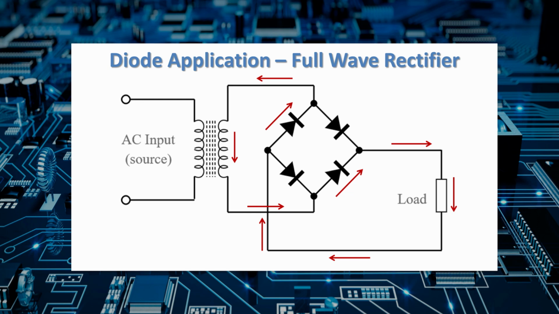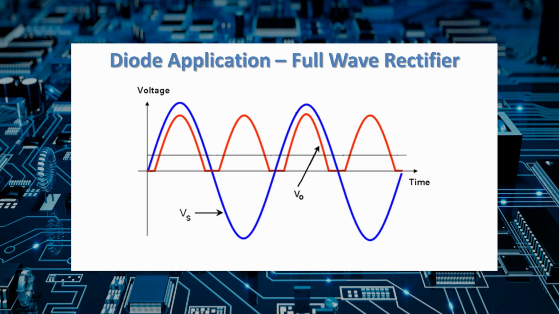So we're actually dealing with both halves of the sine wave. However, what's really interesting and important is that the current is going through the load in the same direction for both halves of the sine wave. In essence, what we're doing is flipping the lower half of the sine wave and turning it from a negative peak into a positive peak, resulting in the signal that you see here in red.